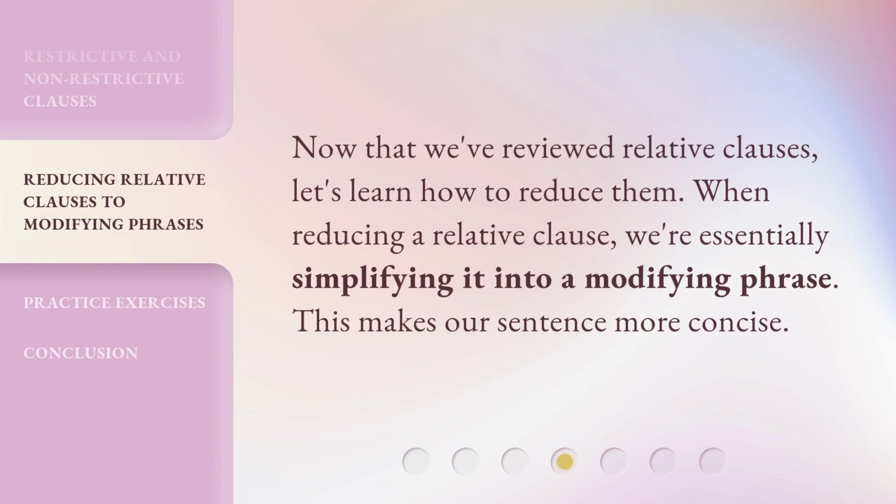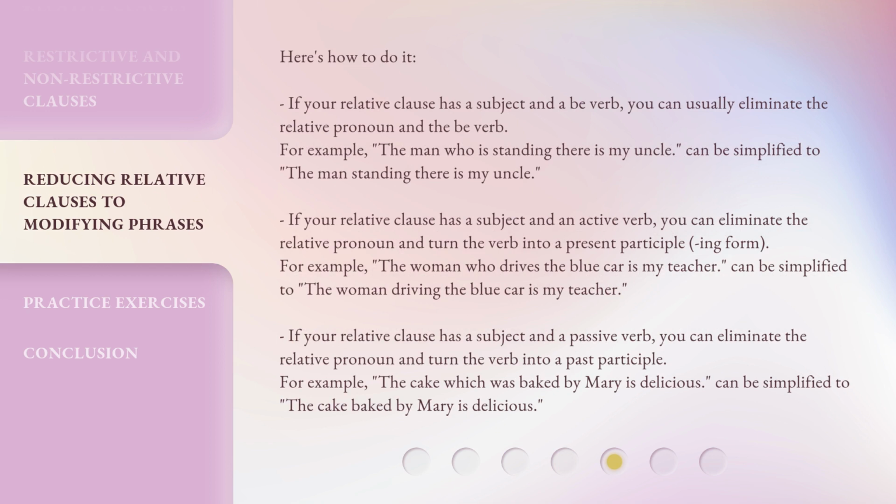Now that we've reviewed relative clauses, let's learn how to reduce them. When reducing a relative clause, we're essentially simplifying it into a modifying phrase. This makes our sentence more concise. Here's how to do it. If your relative clause has a subject and a be verb, you can usually eliminate the relative pronoun and the be verb. For example, the man who is standing there is my uncle can be simplified to the man standing there is my uncle.